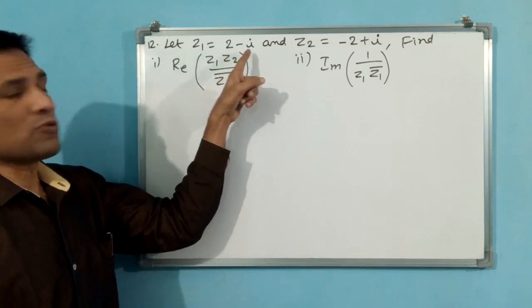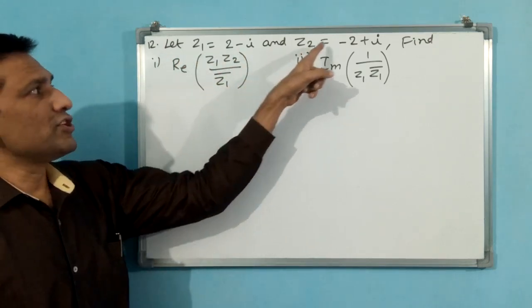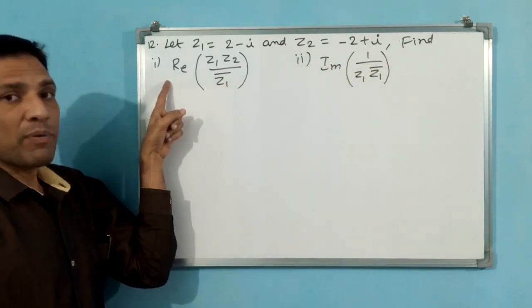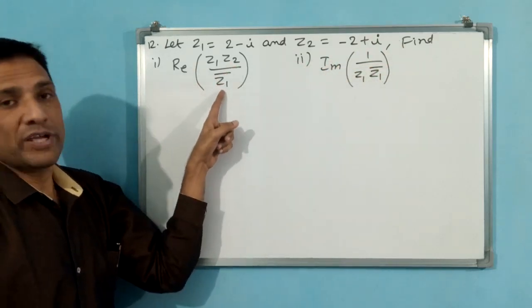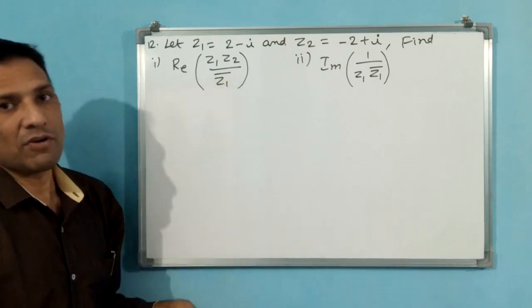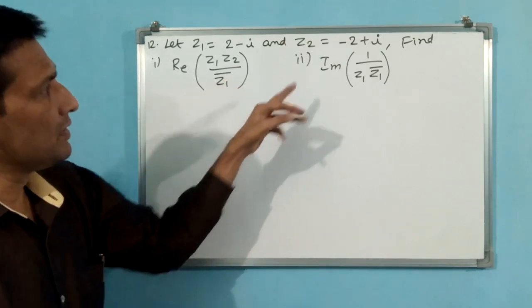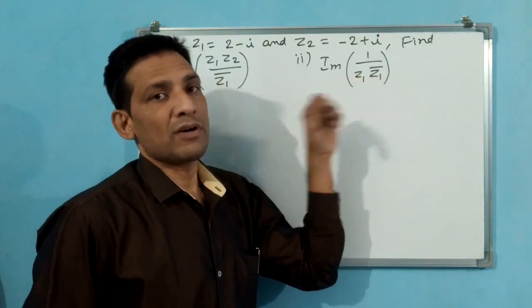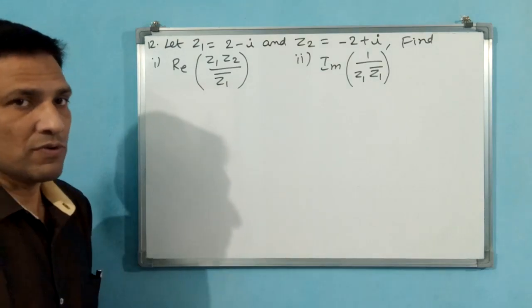Let Z1 is equal to 2 minus i. Z2 is equal to minus 2 plus i. Find real part of Z1 Z2 by conjugate Z1. Why? Because this is conjugate, bar is there. Z1 bar means conjugate, conjugate of Z1. Imaginary part of 1 divided by Z1 into Z1 conjugate. Okay, this you have to do.